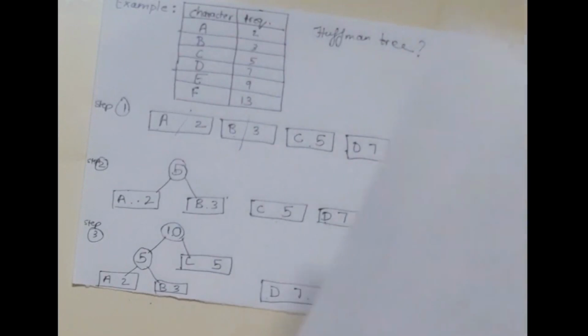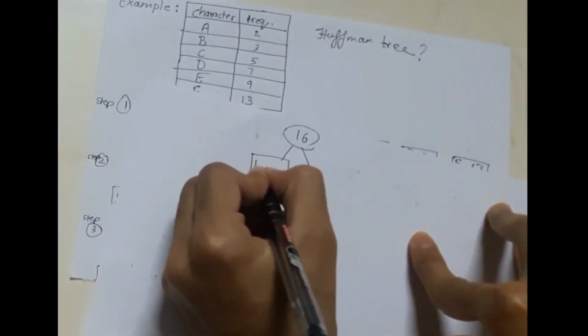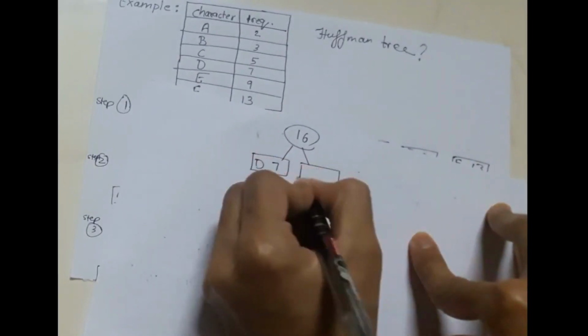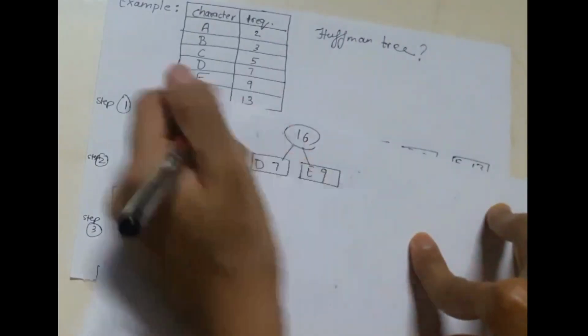Now again, out of these 4 we have to select 2 characters with the least frequency. So here D and E have the least frequency, so we'll merge these 2. 7 plus 9 is 16, so we'll get 16 as the parent node. Here I'll write 16, and it is formed by D7 and E9. And this 10 will be as it is.